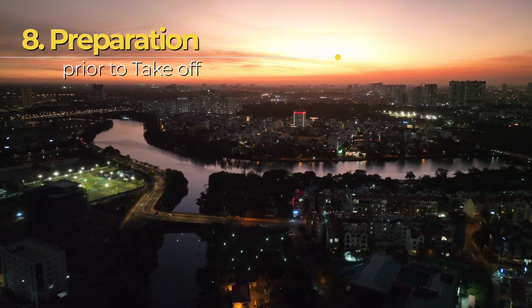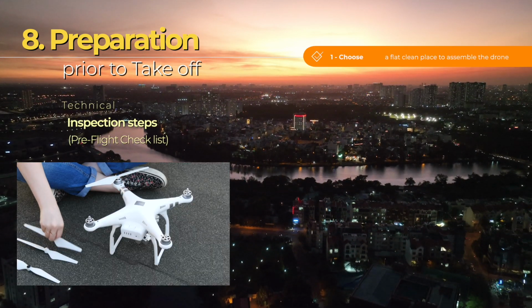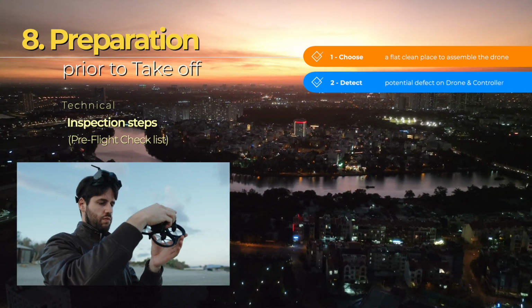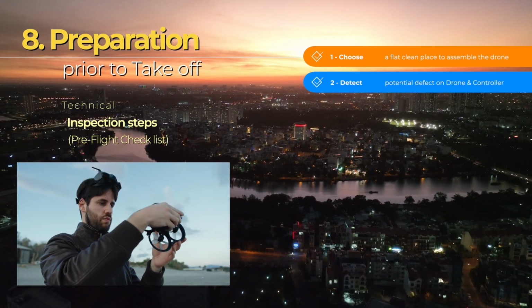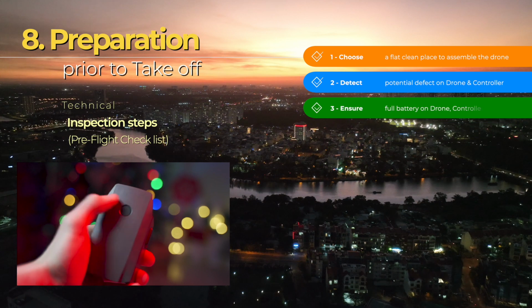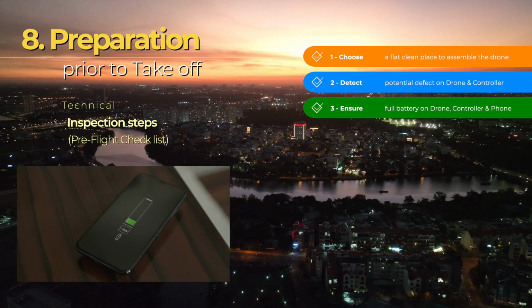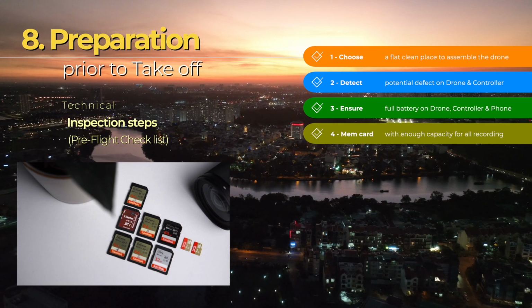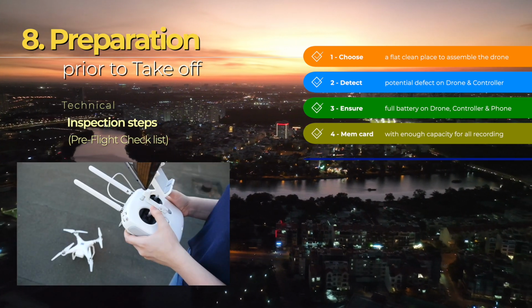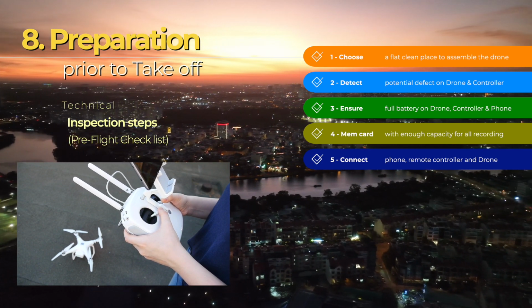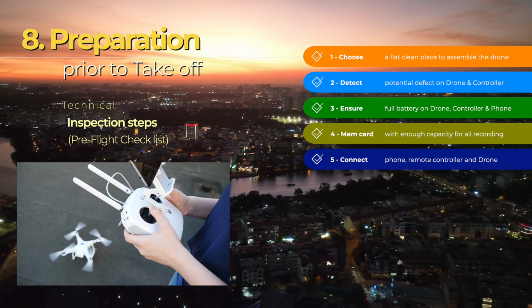Technical preparation steps. Choose a flat and clean place to test and assemble the drone. Check the drone and remote controller to detect potential defects. Ensure maximum battery capacity on drones, controllers, and mobile phones. Make sure the memory card capacity is sufficient for recording. Connect the phone to the controller, activate the software. Turn on the controller, complete the startup operation, and then turn on the drone.